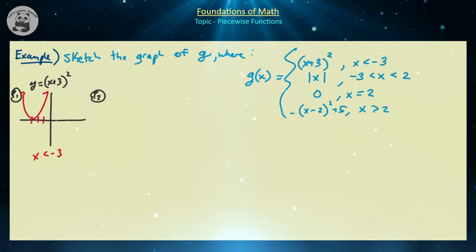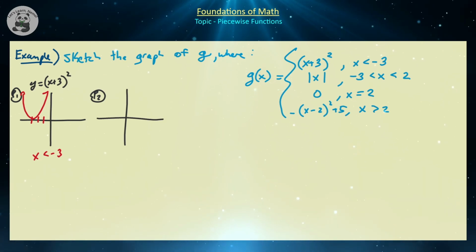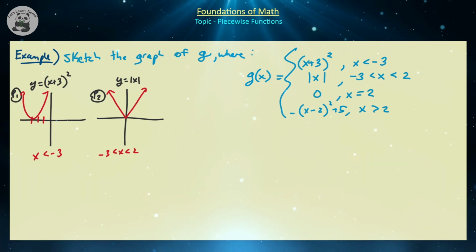Let's look at piece number 2. Piece number 2 is going to be the absolute value of x. So we should know that the graph of that is going to be equal to the V. And this is only going to be true for -3 less than x is less than 2. So x is greater than -3, and x is less than 2. And we're going to have a couple open circles there. So we're going to have an open circle located there, an open circle there, and an open circle there.